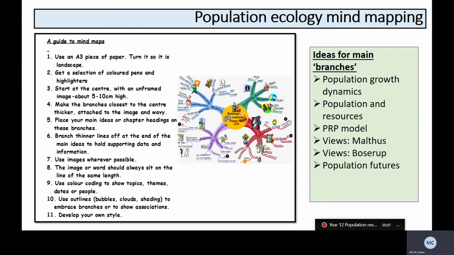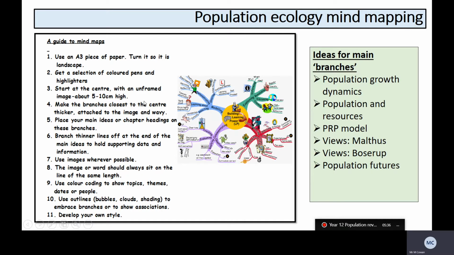So what we're going to encourage you to do is to create a mind map based on this particular section of the topic on population ecology. If you've got an A4 exercise book in front of you, you might use a double page spread, or use a piece of A4 or A3 paper, and turn it landscape. We'd recommend that you get a selection of coloured pens and highlighters. Start at the centre, as demonstrated on our example in the middle of the screen, with an unframed image about 5 to 10 centimetres high.